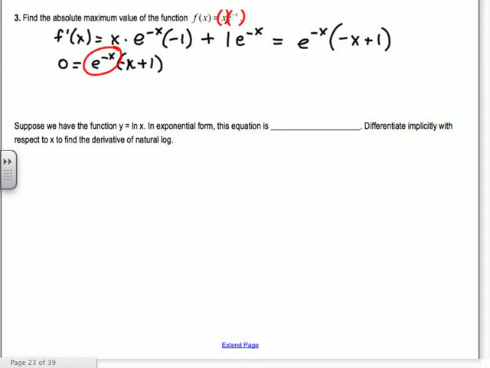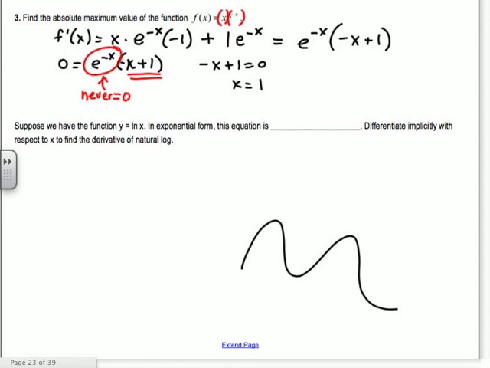So that means that this part is not what's making it 0. Never equals 0. So this is the part that makes it 0. So I have negative x plus 1 equals 0, so that means x is 1. Okay, but is that a maximum or is it a minimum? We have some kind of curve. Is that a highest point or a lowest point?